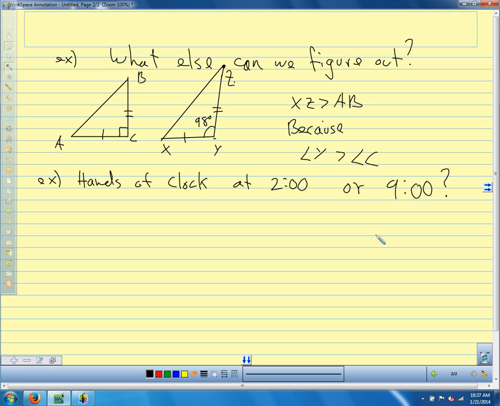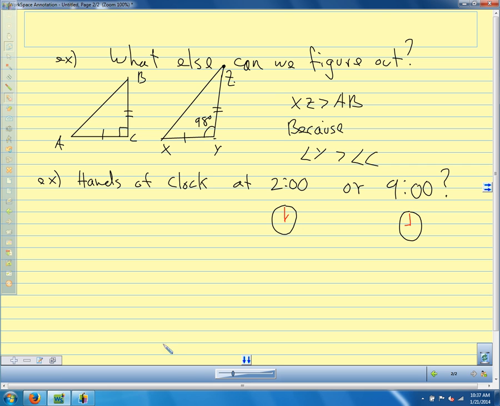Lee says 9. Everybody agree? Evan says yes. So at 9 o'clock, my clock looks like this. And at 2 o'clock, my clock looks like that. So at 9 o'clock, what's the angle between the hands? 90 degrees. And at 2 o'clock, the angle is smaller than 90.